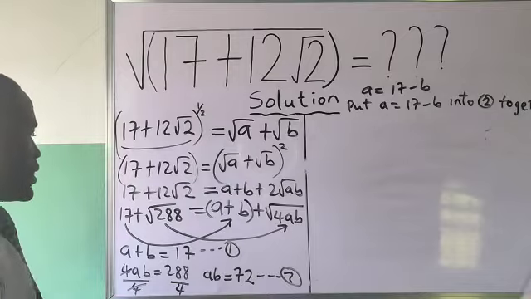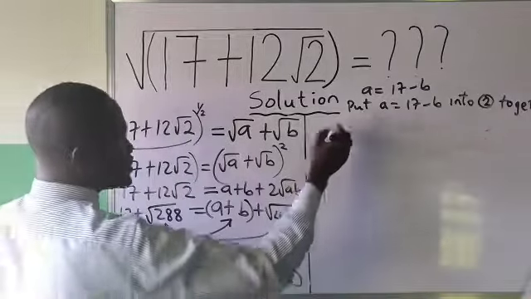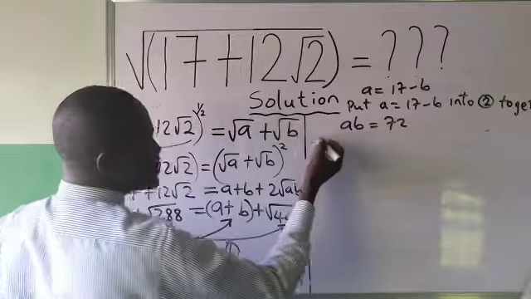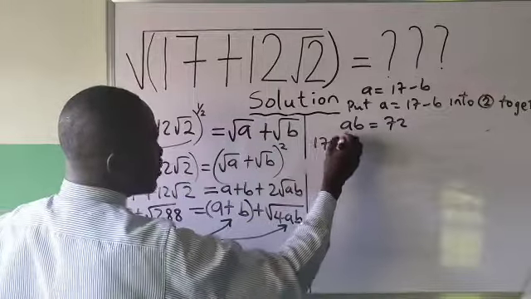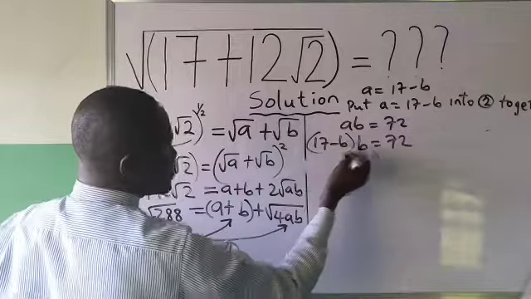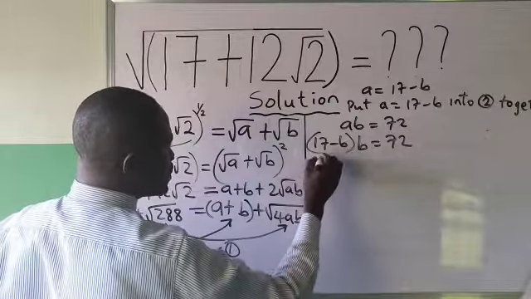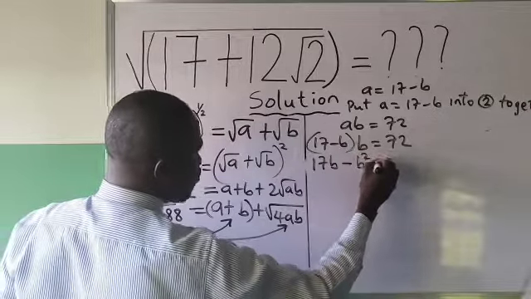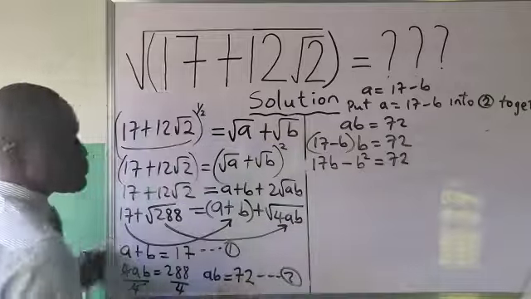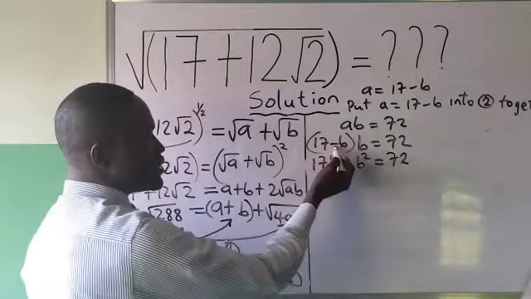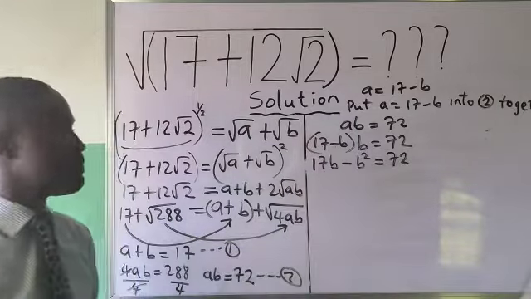Okay? Then what we now have is equation 2: AB equals 72. What is our A? 17 minus B. So (17 minus B) times B equals 72. I just expanded 17 times B, 17B, and B times minus B gives minus B squared, equals 72.